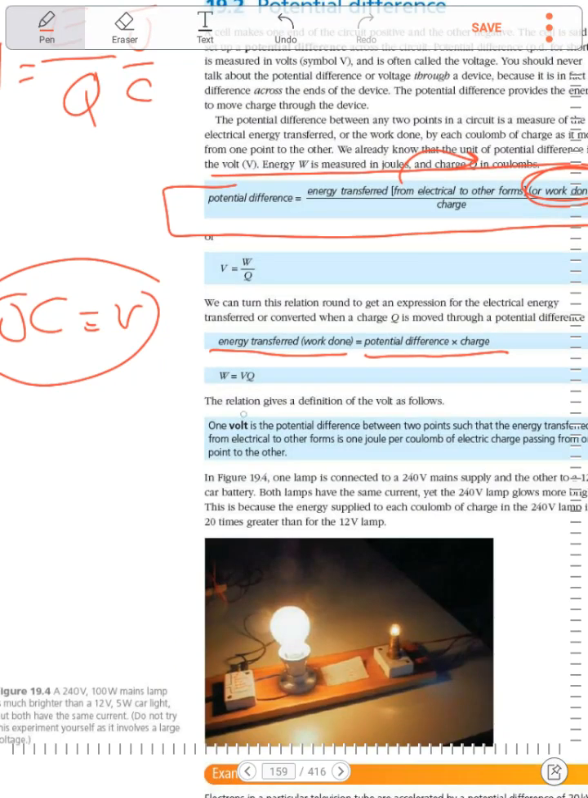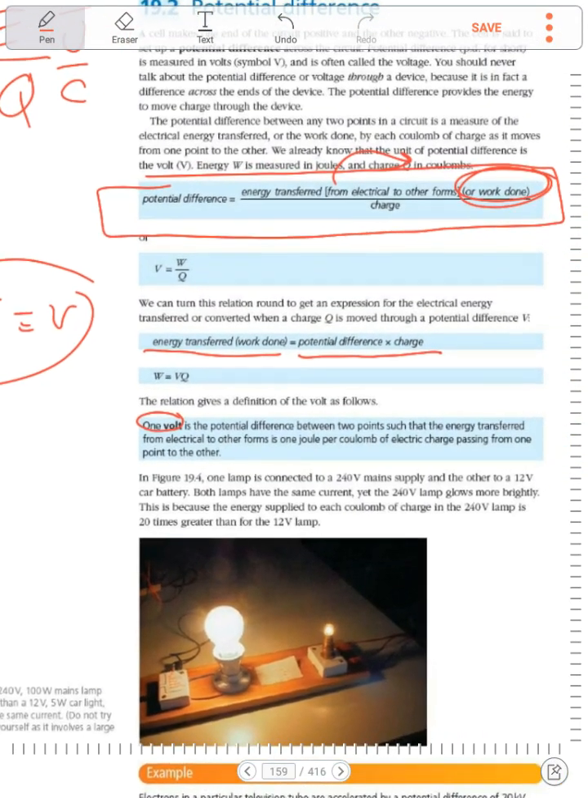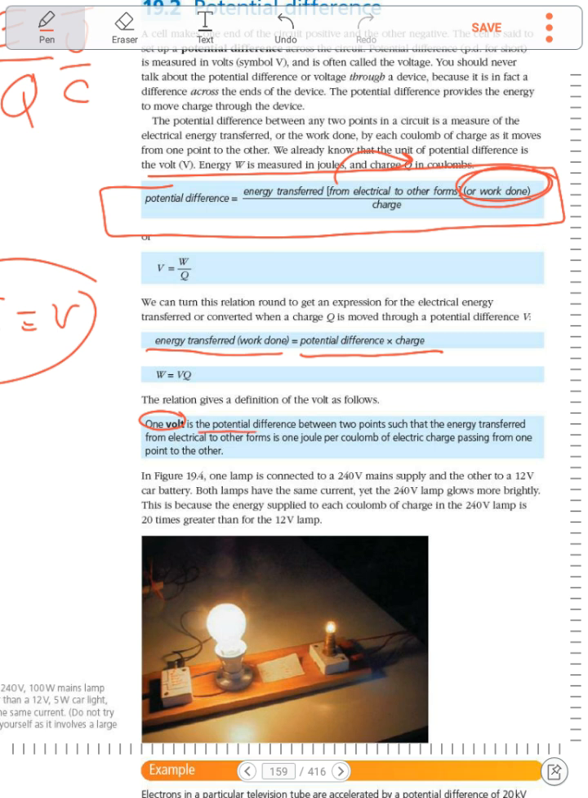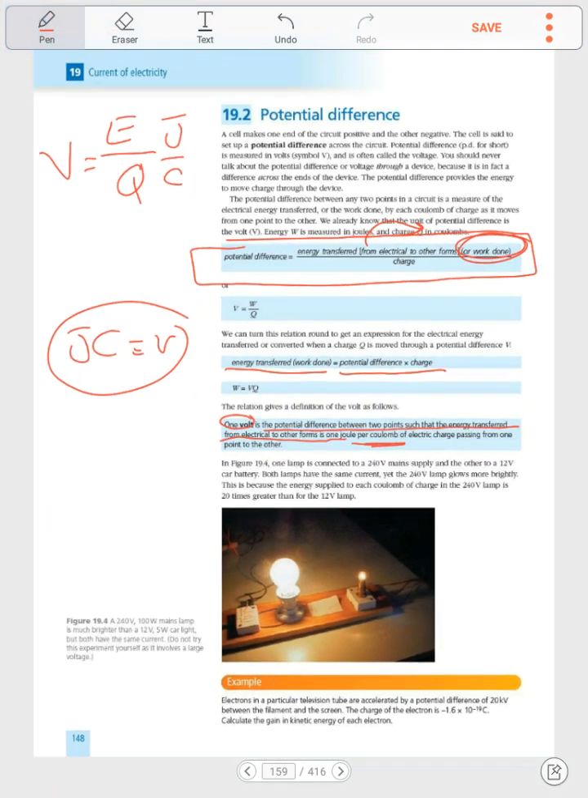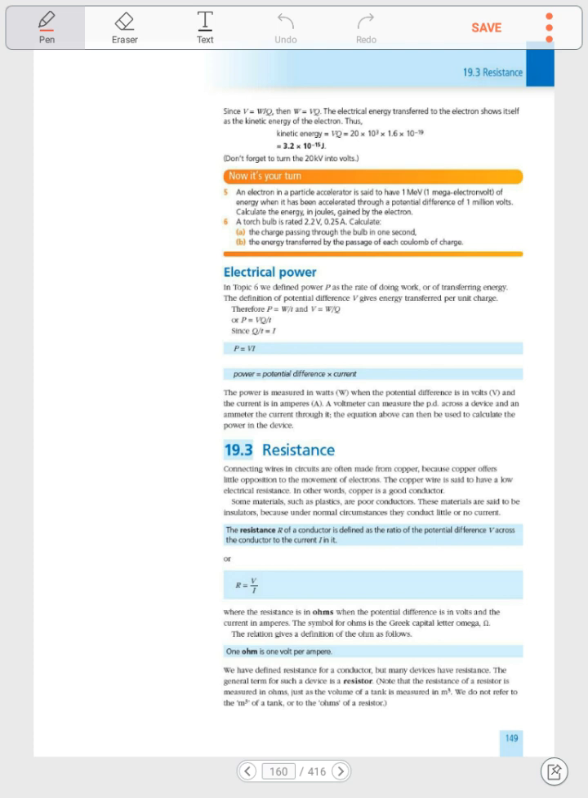The energy transferred or work done equals potential difference multiplied by charge. What is the definition of 1 volt? 1 volt is the potential difference between 2 points such that the energy transferred from electrical to other forms is 1 joule per coulomb. Okay, so this is the potential difference, which is voltage. We can measure the potential difference by inserting a voltmeter parallel to the device.